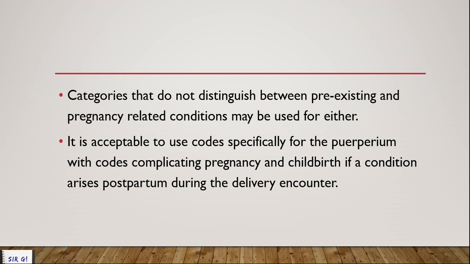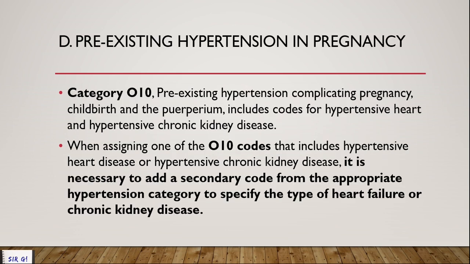Okay, so it's acceptable to use codes specifically for puerperium with codes complicating pregnancy and childbirth if a condition arises postpartum during the delivery encounter. Now, you have your pre-existing hypertension in pregnancy. This is a different condition from your preeclampsia. Preeclampsia is your hypertension due to the pregnancy. For this one, the patient already has an existing hypertension.